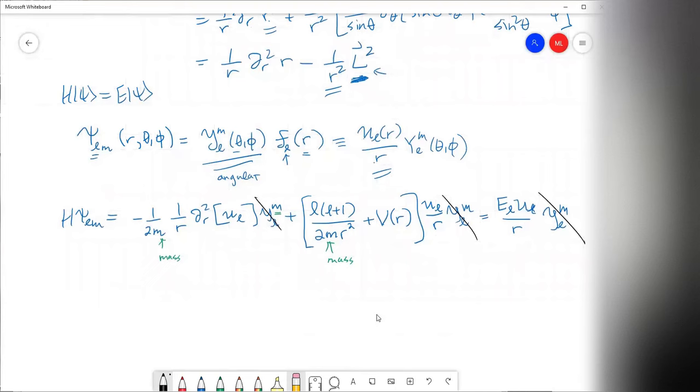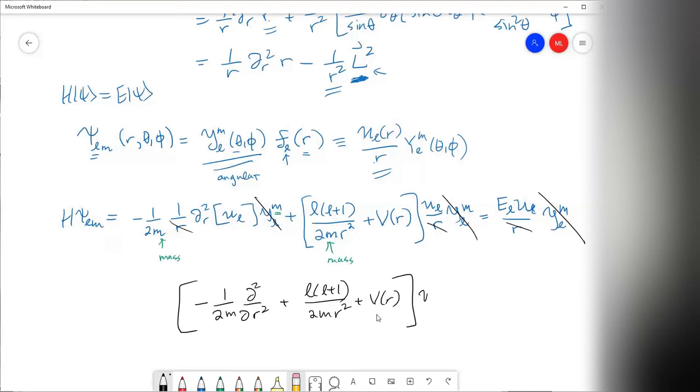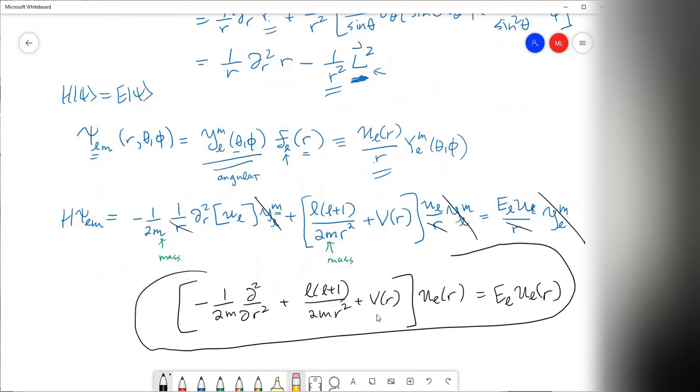So now you see also the 1 over r's cancel. There's a bunch of 1 over r's here. So in the end, what you get is minus 1 over 2m, two derivatives with respect to r, plus L plus 1 over 2m r squared, plus V of r, all acting on u of L of r, is equal to E of L, u of L of r. A single equation, a single one-dimensional equation for u.